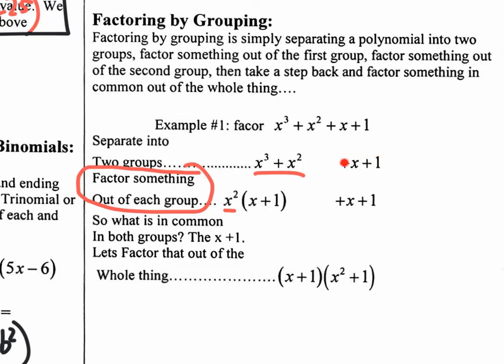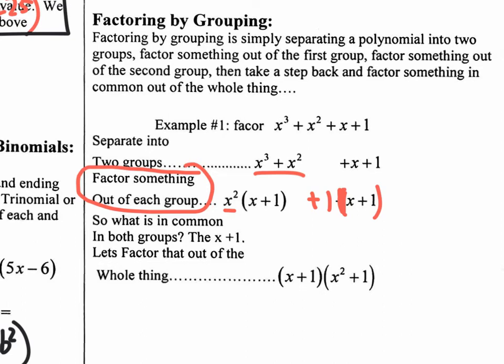Now we look at the second group. Is there anything to factor out of there? No, there's not, right? If you really wanted to factor something, I guess you could put a positive 1 out here that you factored out, but it's not going to really make any difference at all. So I'm going to put the plus 1 just for the sake of doing it.